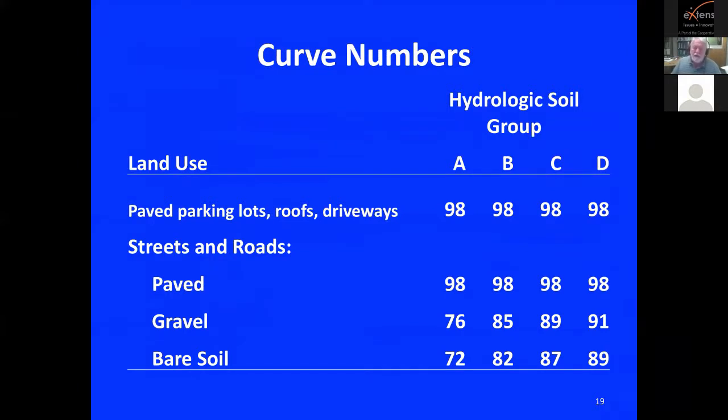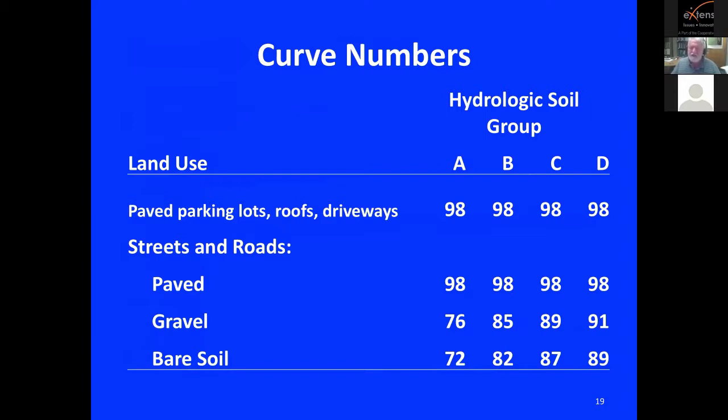In the larger model, the SCS curve number method, or TR-55, curve numbers come from land use. So we see paved parking lots, streets and roads that are paved, gravel, and bare soil. And then we have hydrologic soil groups over here. There are other divisions of these rows across for different conditions of the soil, whether it's wet or not wet, but we haven't included those in here. So we're just going to look at the soil characteristic where we have these letters A, B, C, and D. And these tell you how well it's drained.